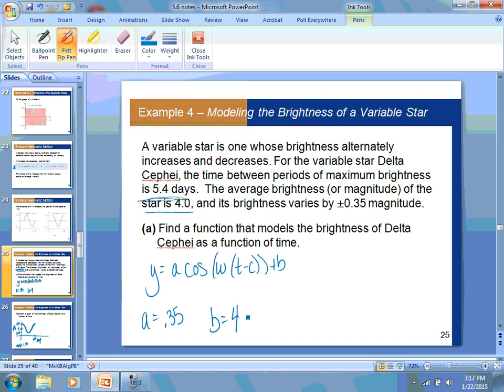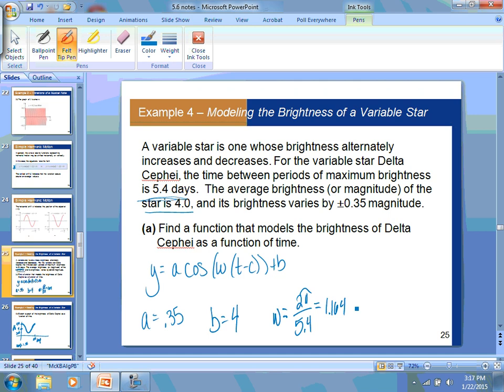Okay, and then I have to find my frequency. I have to find that W. Okay, so that's going to be 2 pi divided by the period. It takes me 5.4 days to go from brightest to brightest. So I'm going to take 2 pi and divide it by 5.4. Now remember, pi, we have a decimal for pi. So I can do this on the calculator. I can take 2 times pi and then divide it by 5.4, and I'll get 1.164 if I round.